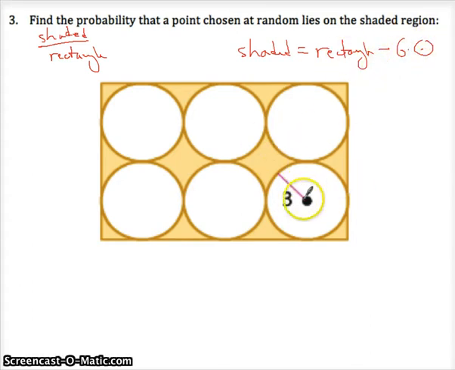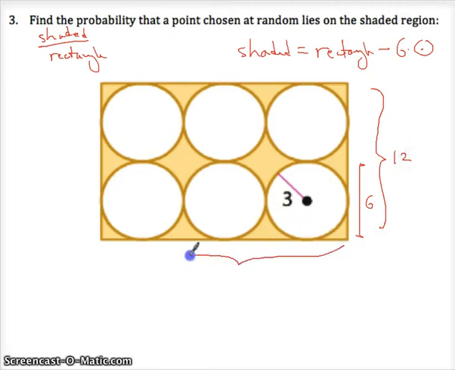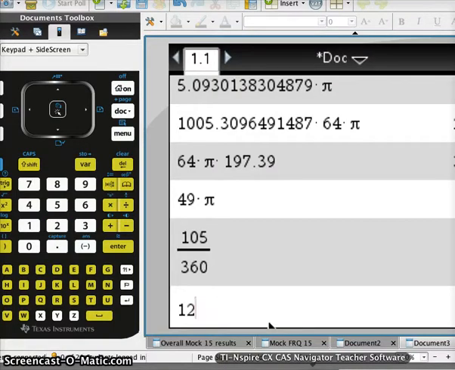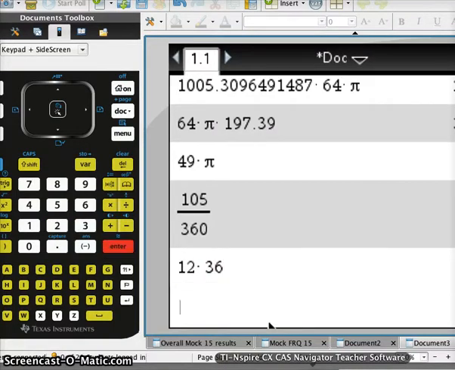Well, if the radius of this is 3, the diameter of this circle would be 6. So that means the whole side of this rectangle this way is 12. These are the same size circles both ways. The whole side of this thing would be 12, so 36. So the rectangle is 12 times 36. Why do these things have to be so big? Okay, 12 times 36 is 432.